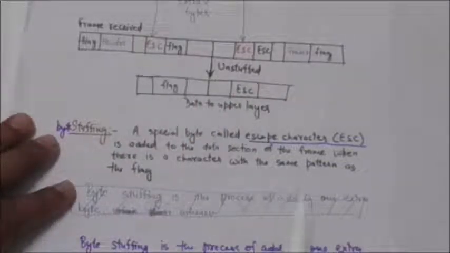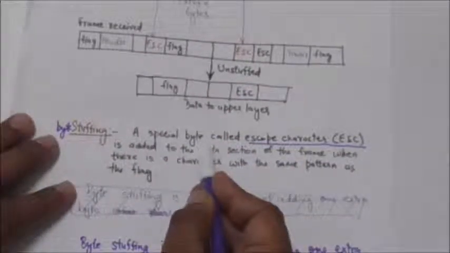Actually the solution to this problem is byte stuffing. Now what happens in byte stuffing? In byte stuffing, a special byte called the escape character, which has a predefined bit pattern, is added to the data section of the frame where there is a character with the same pattern as the flag. So as you can see here, byte stuffing is done.